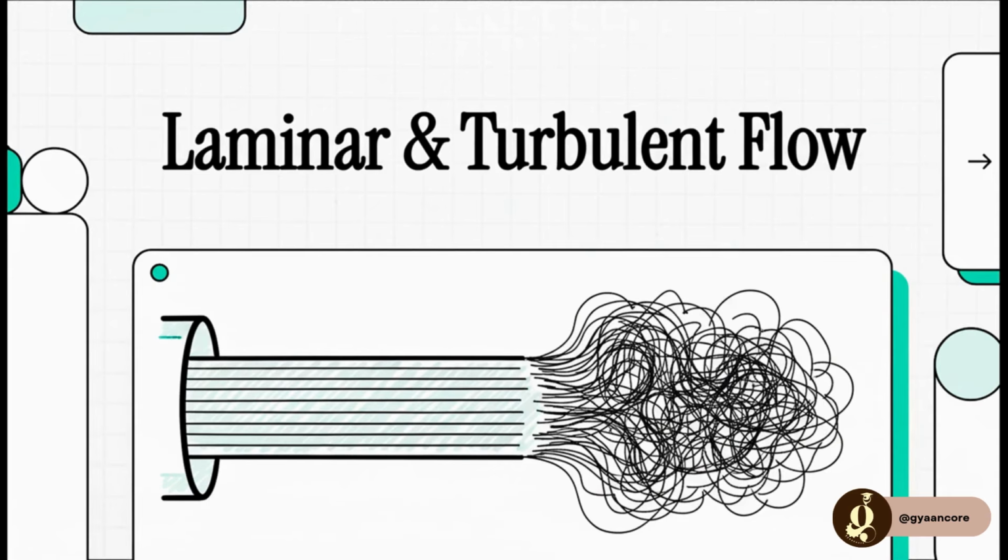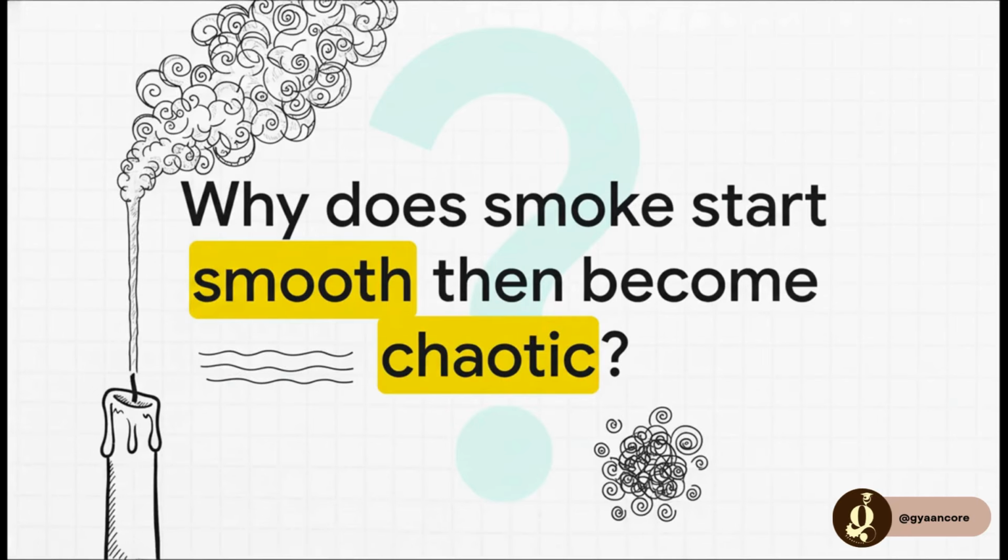Let's get into it. You've seen this, right? You watch the smoke coming off a candle. For the first few inches, it's just this perfect, smooth, elegant stream going straight up. And then, bam! All of a sudden, it just explodes into this swirling, chaotic mess. Now, that's not random. That's actually a perfect, beautiful display of the two fundamental ways fluids can move. And that's exactly what we're breaking down today.